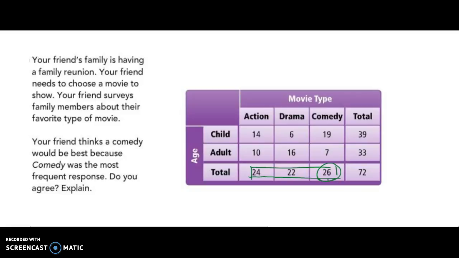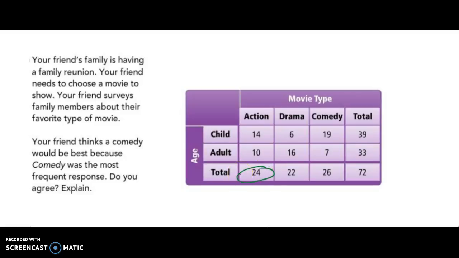But as we're looking at it a little bit closer, let's look at our data. Our data says out of all of the comedy, 19 of those people were children who wanted a comedy. So 19 children and only 7 adults. And the adults, there were 33 of them. So I don't know that that's actually our best answer. So let's look at our next most frequent result.